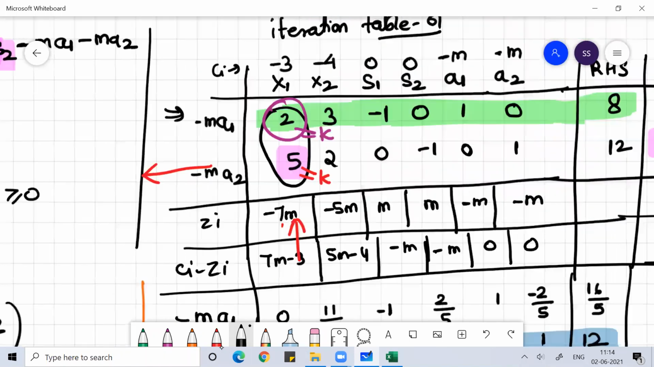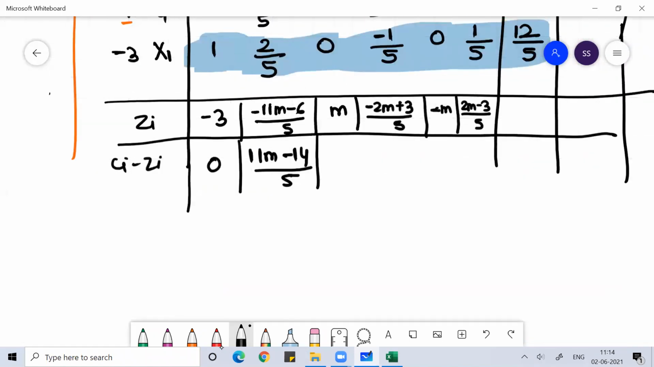Then S1, no? Then it will be S1. 0 minus m. Then that would be again 0. So minus 0 minus this. So it would be 2m minus 3 by 5. Then this would be minus m plus m.